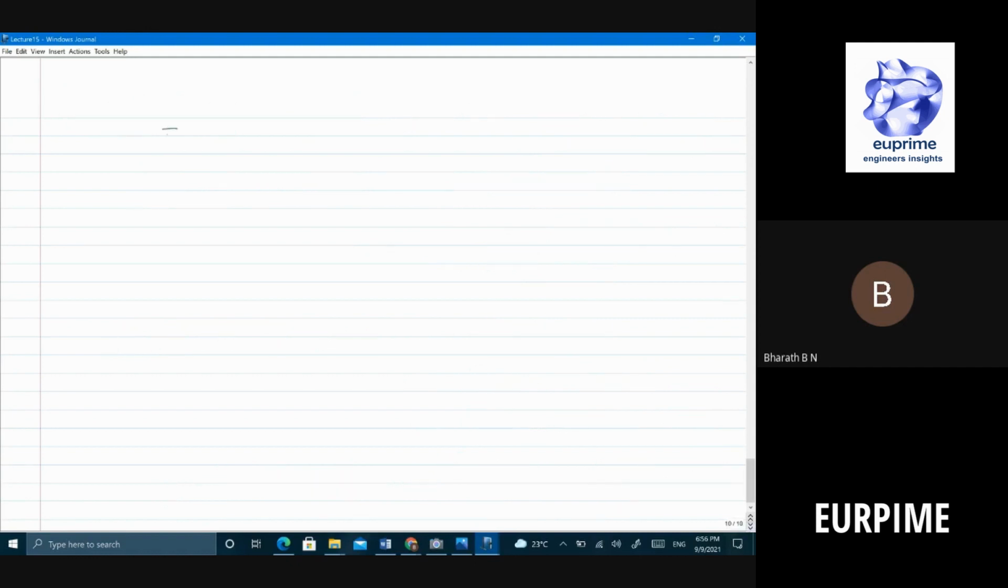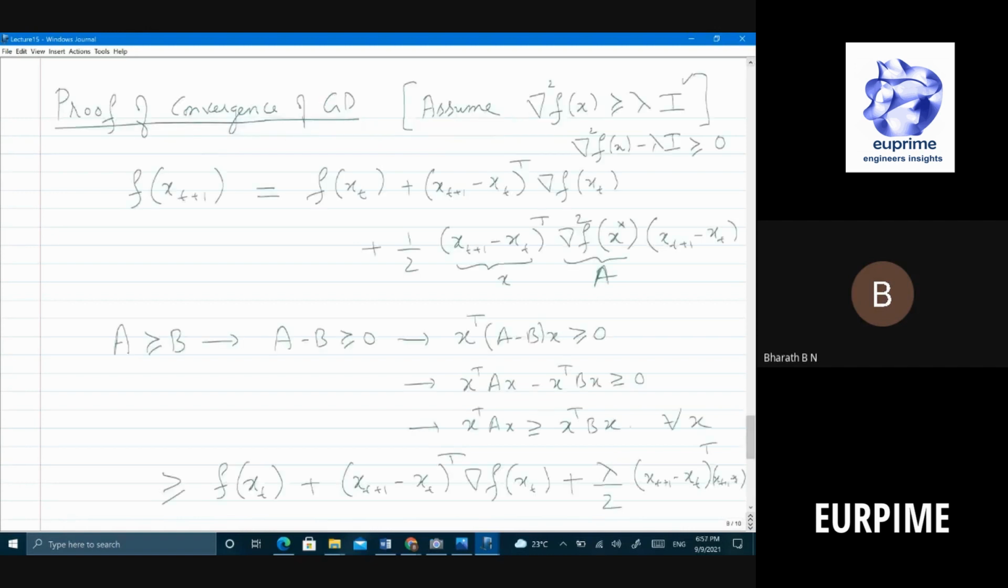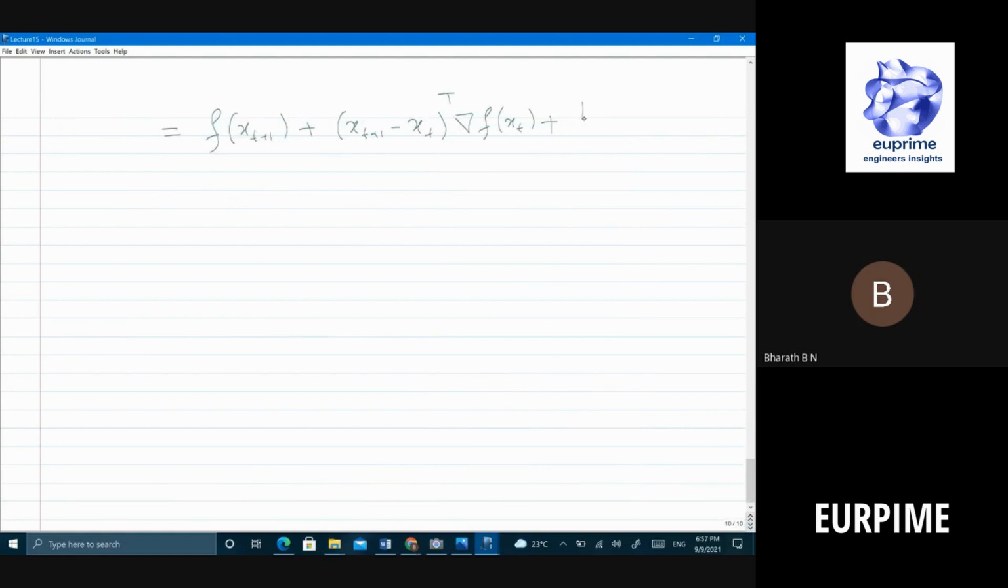So this will be equal to what? F of xt plus 1 plus xt plus 1 minus xt transpose gradient of f of xt plus lambda by 2 times xt plus 1 minus xt whole transpose times xt plus 1 minus xt is what? Norm of xt plus 1 minus xt. This will be, what is that? Lambda by 2, right? Okay. Now things are nice.